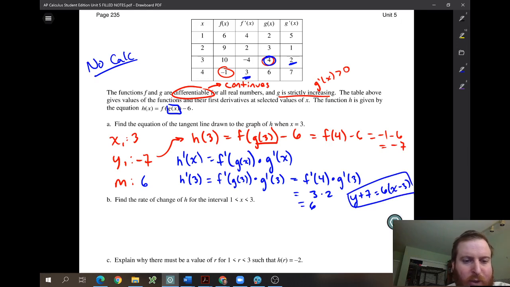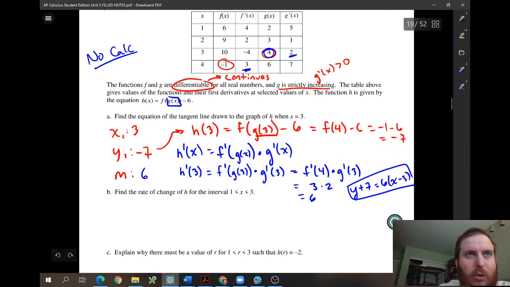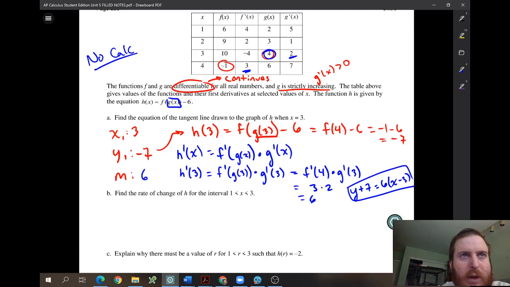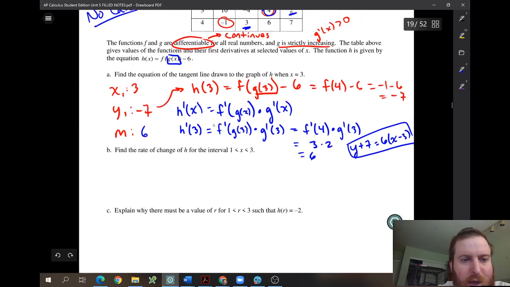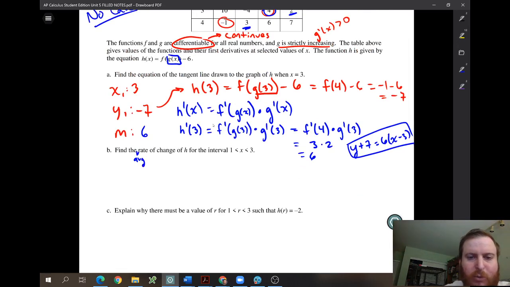B says find the rate of change of h for the interval from 1 to 3. And this is actually my fault when I was copying some of this stuff. This should say find the average rate of change. They'll never say find the rate without average. So that should have said find the average rate of change between 1 and 3.